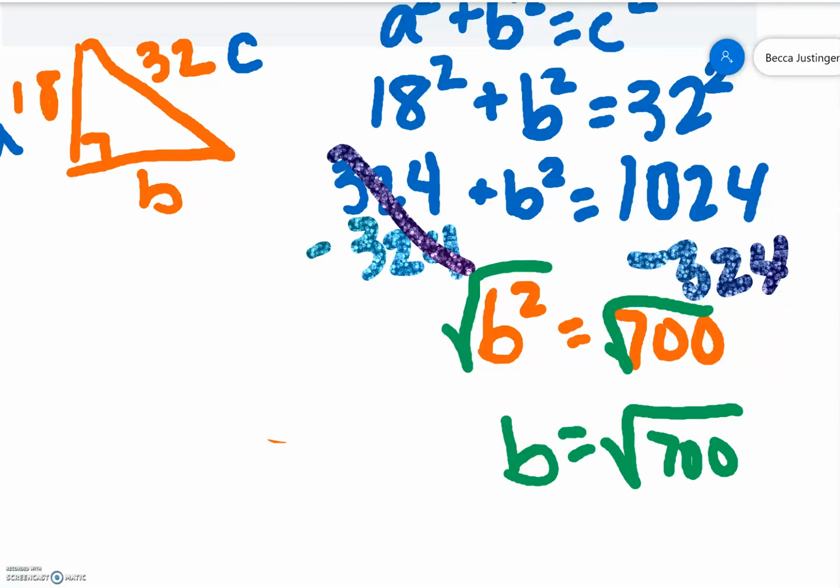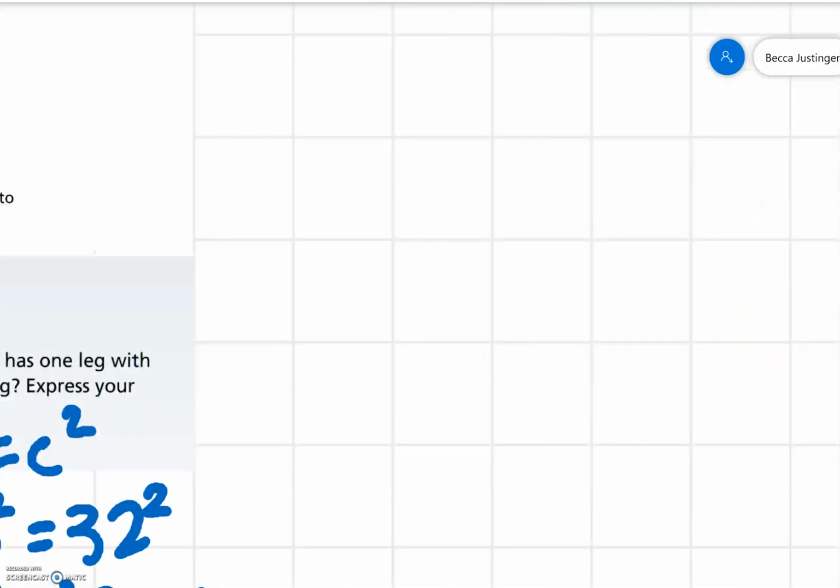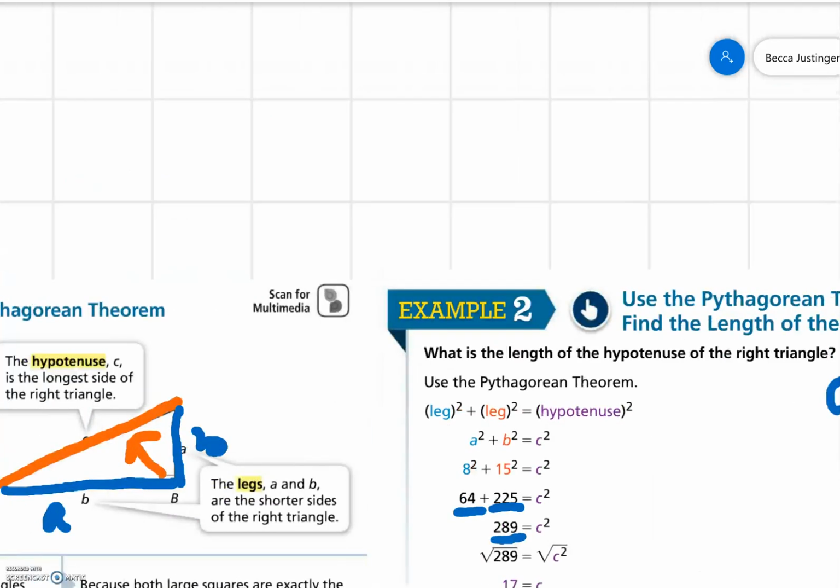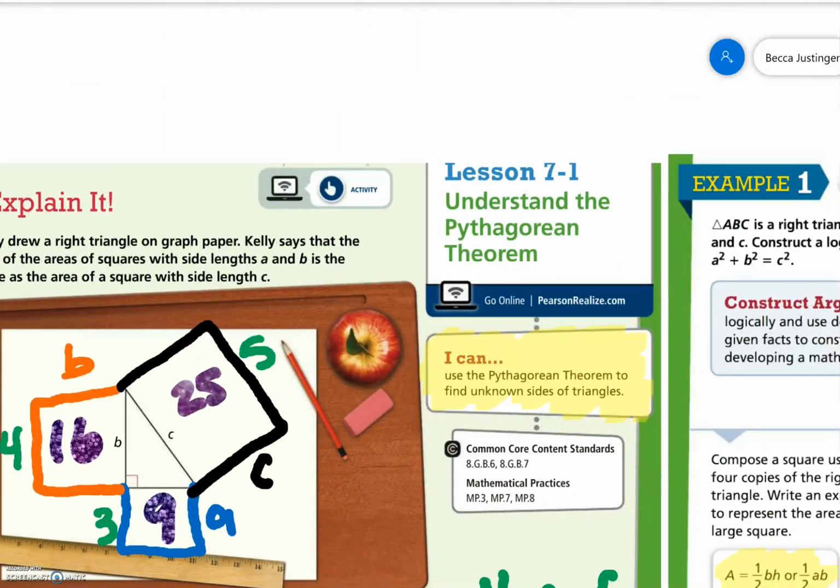Key concept. The Pythagorean theorem is an equation that relates the side lengths of a right triangle, a squared plus b squared equals c squared, where a and b are the legs of the right triangle and c is the hypotenuse. So the one across from the right angle is always c, and these could be either b or a. All right, 8th grade, let's say it. I can use the Pythagorean theorem to find unknown sides of triangles.